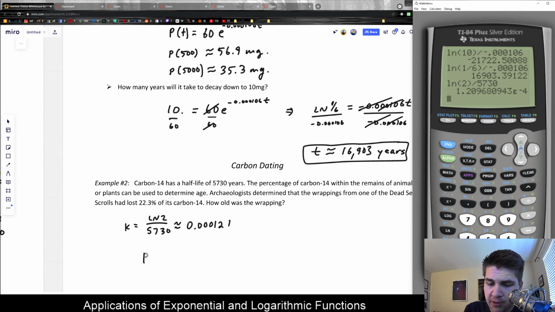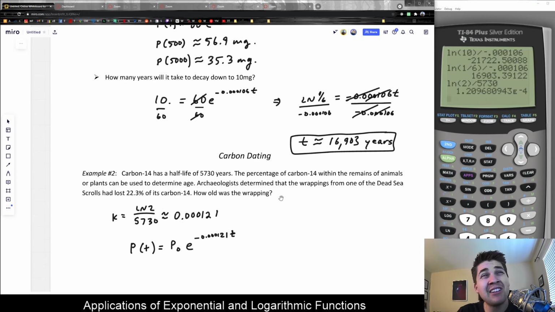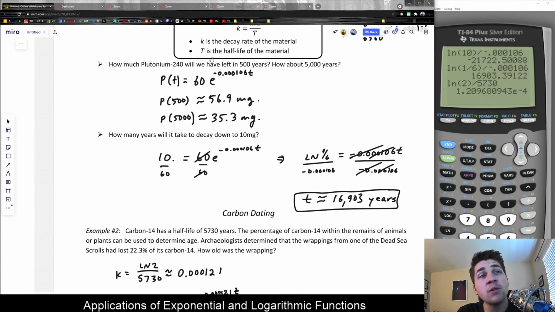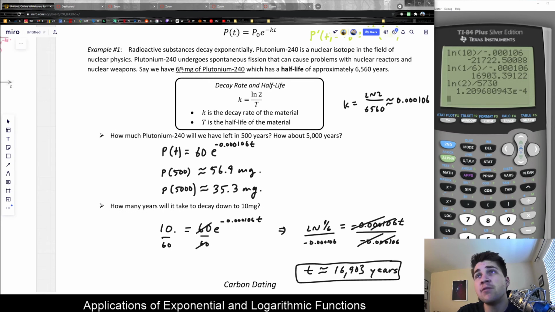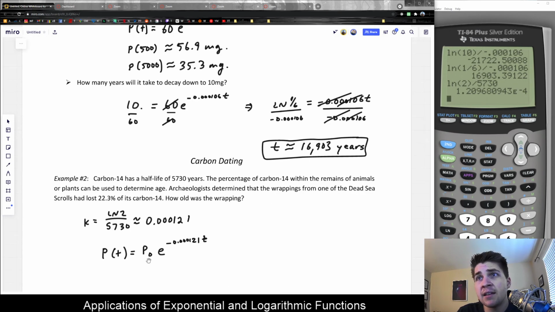Then we would have an equation which goes: the amount of carbon is based on the initial amount times e to the negative 0.000121 times t. Now, the other thing about this question is, notice we're not given a particular amount. Like in the previous example, it told us we started with 60 milligrams, and that was our P0. Here we don't know how much it started with, which is obviously the problem, because we're trying to figure out how old this is. We weren't alive potentially when the Dead Sea Scrolls were written. So how would we know how much it started with?